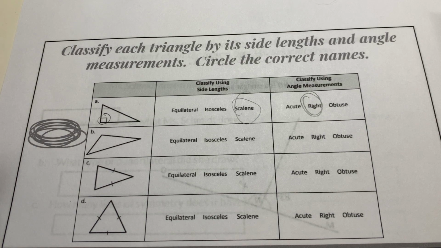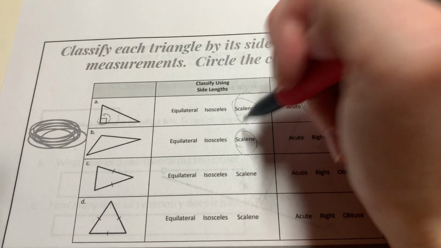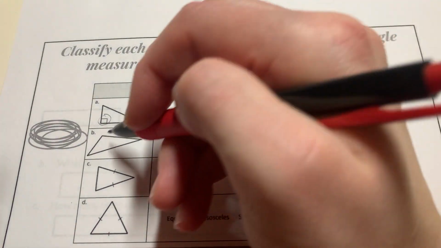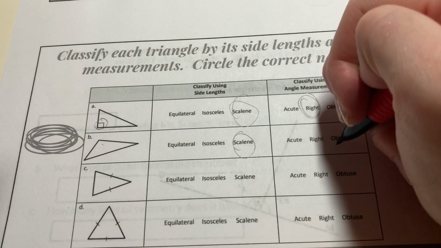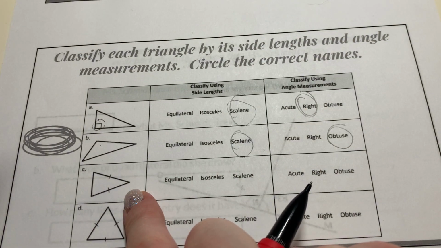All right, so once again, I don't have any marks saying any of these have the same side length. So scalene, because that means all 3 sides are different. And that's a pretty wide angle. So that's definitely an obtuse triangle. Go ahead and try this one on your own.